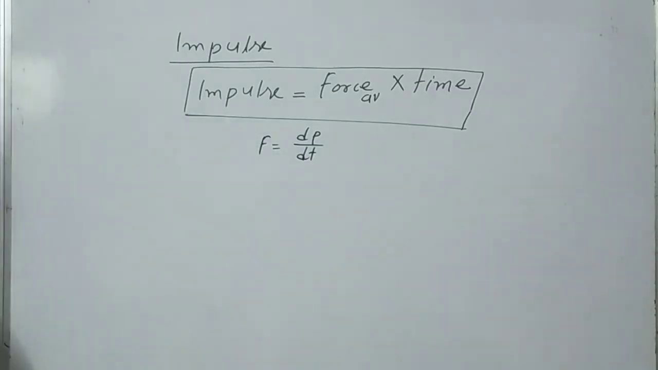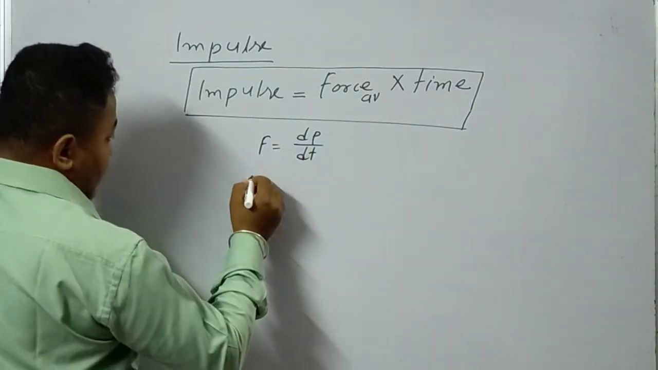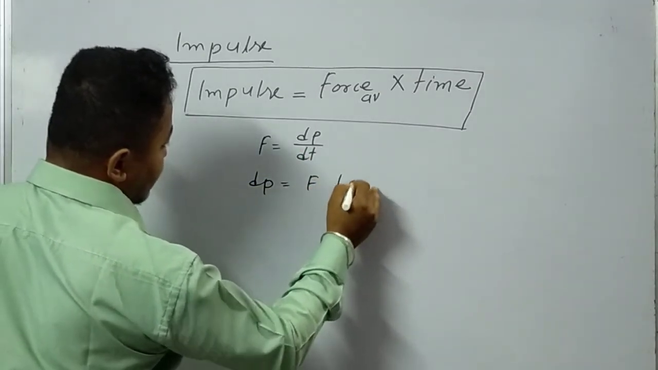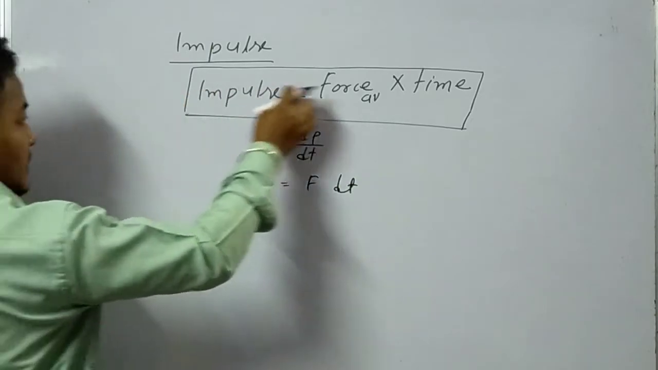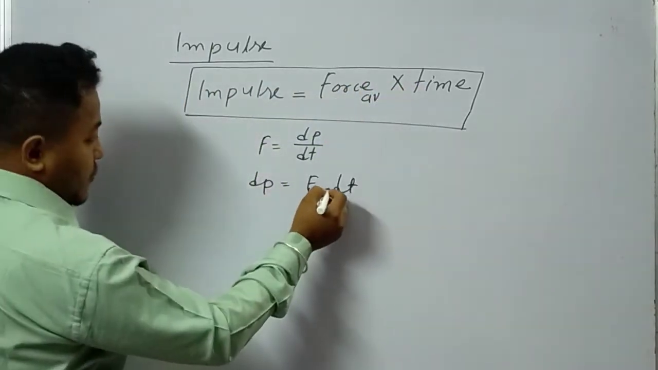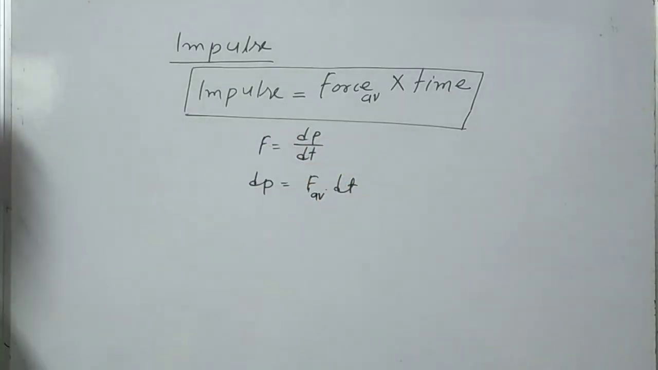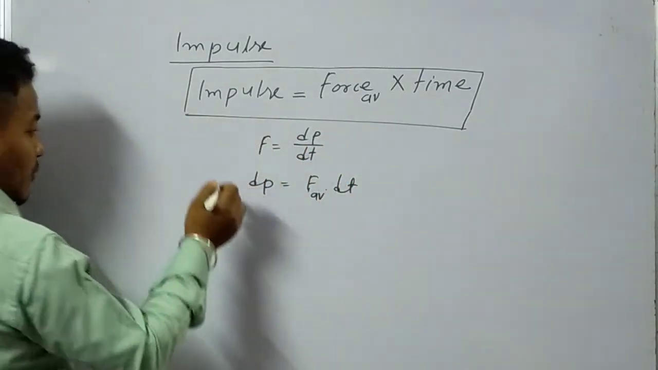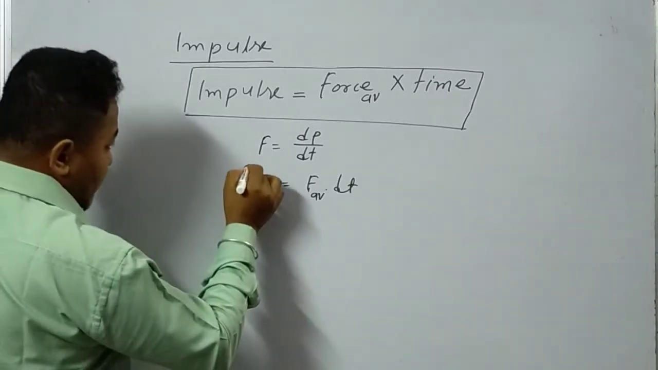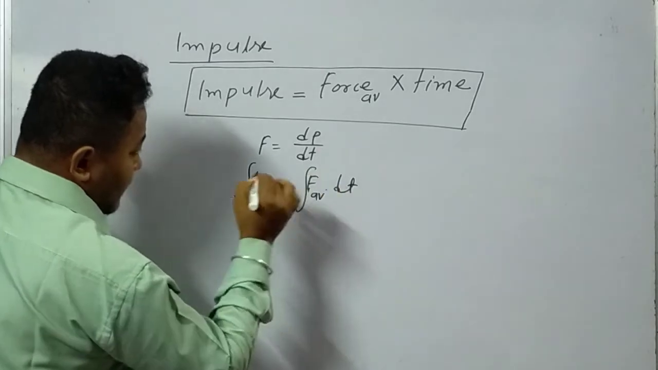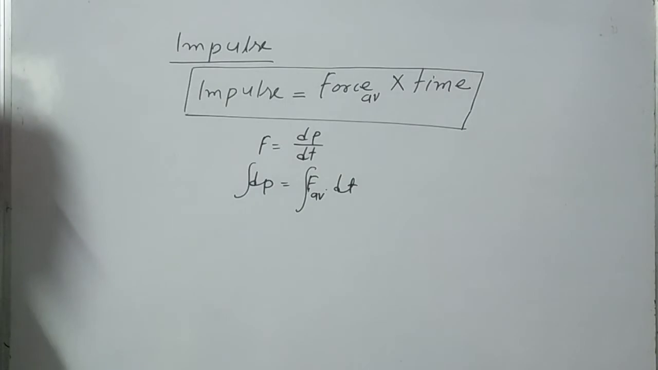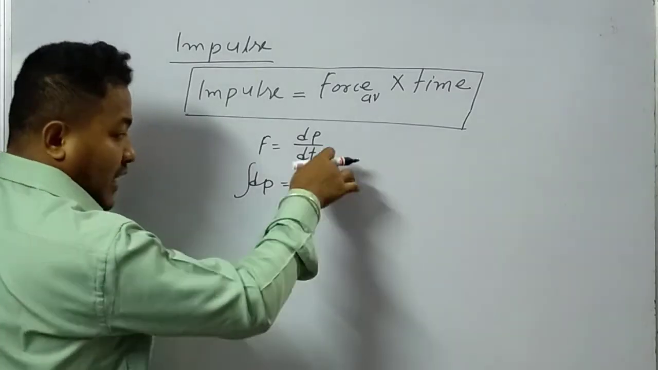Now in this case, if I find dP, it is equal to F dt. If I follow this definition, this is going to be your average force, that means average force into dt. I have cross multiplied. Now suppose I integrate both sides. If I integrate both sides, then there will be an upper limit and a lower limit. Suppose this is time, so time will be integrated.